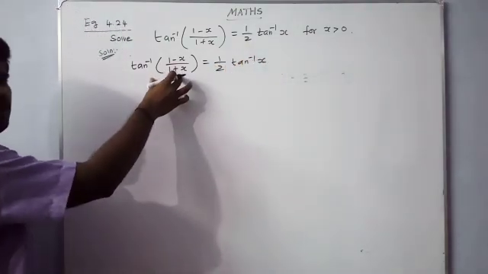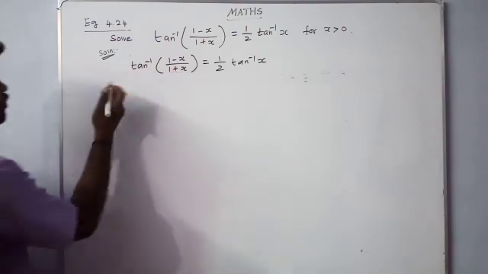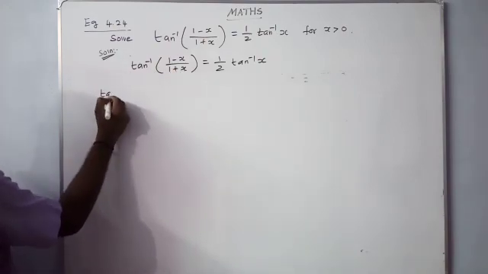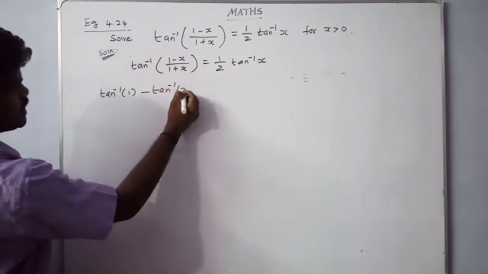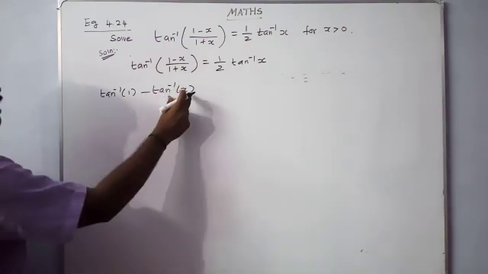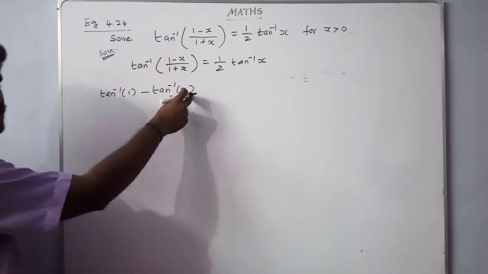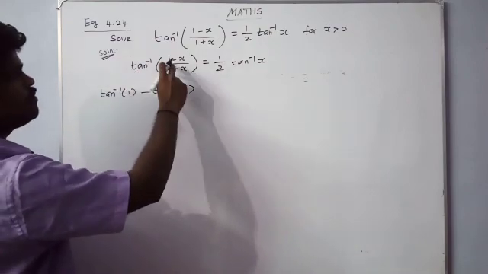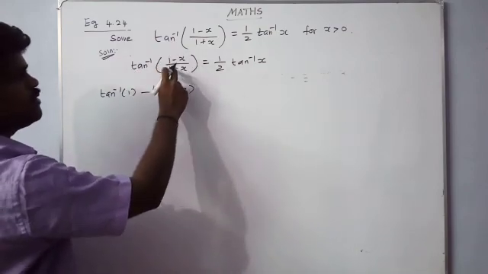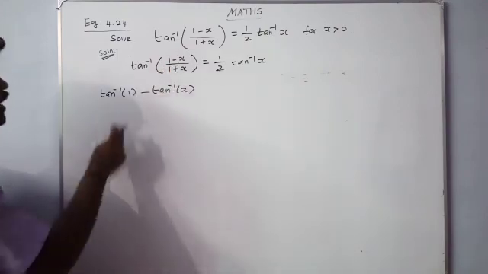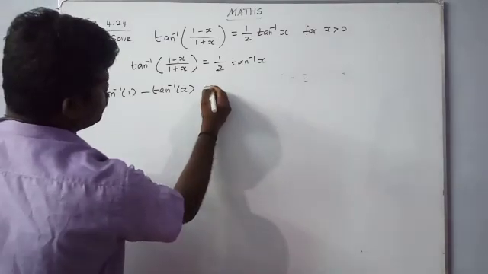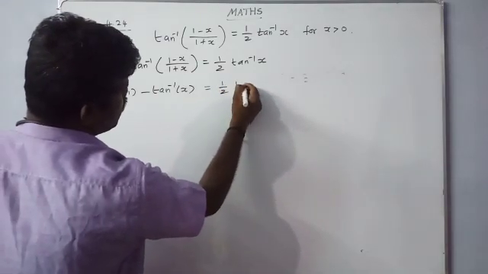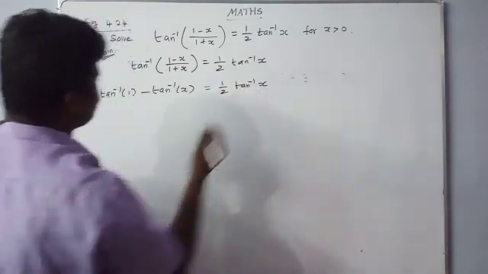We have a formula by property 6: tan inverse of 1 minus tan inverse of x. This is the tan inverse x minus tan inverse y formula, property 6, which can be written as tan inverse of x minus y divided by 1 plus xy. Here x is 1 and y is x. Okay, this is the formula. The right side is 1 by 2 tan inverse x.